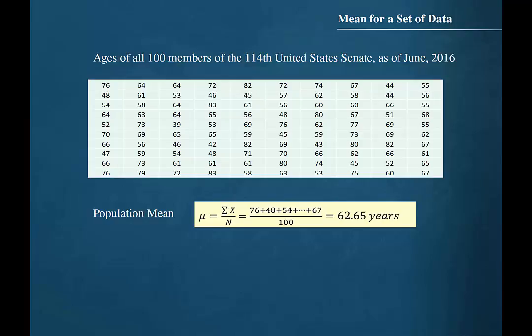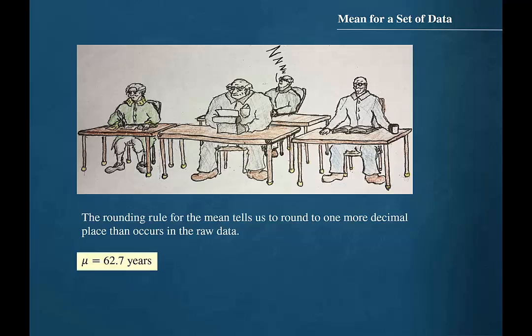Without rounding, this calculation gives us 62.65 years. The rounding rule for the mean tells us to round to one more decimal place than occurs in the raw data. So we will report the mean age for all 100 senators of the 114th Congress as of June 2016 as 62.7 years of age.